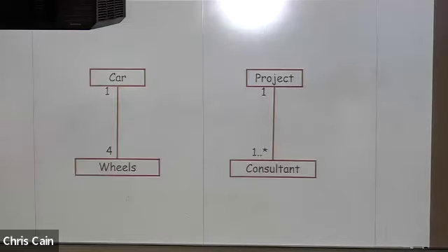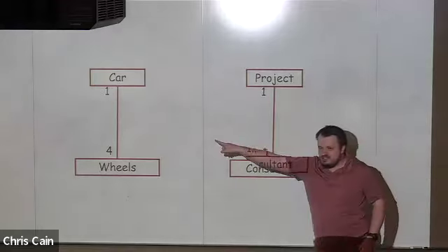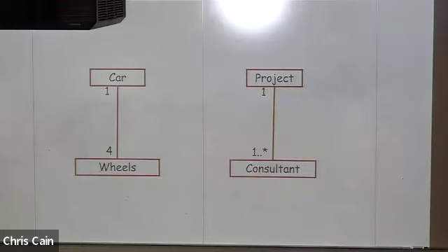All right, so here are two relationships missing the hollow or filled diamond part of the relationship. So a car has 4 wheels and a project has 1 or more consultants. Which one of these is aggregation? Which one of these is composition? Aggregation here, composition here. Any agreement or disagreement? Most people agree, a couple of people disagree.